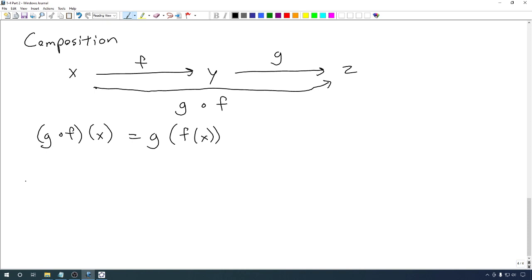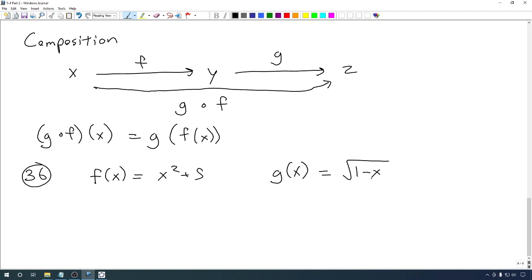Let's look at an example of doing this, though. Let's look at problem 36. Here they give us the function f(x) equals x squared plus 5. Now note this is the same problem that we were working on a moment ago. We just didn't do part e or f yet. And we had the function g of x is equal to the square root of 1 minus x. Part e asks us to do f of g of x. They actually are not even using the circle notation here. I'm probably just not going to be using the circle notation most of the time.